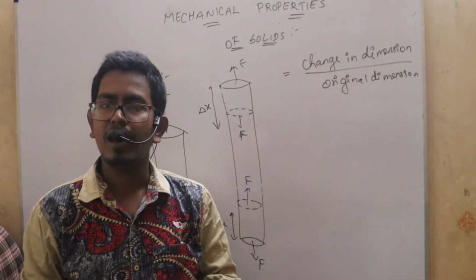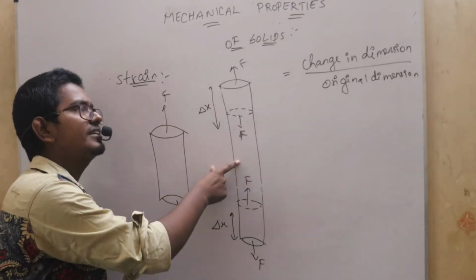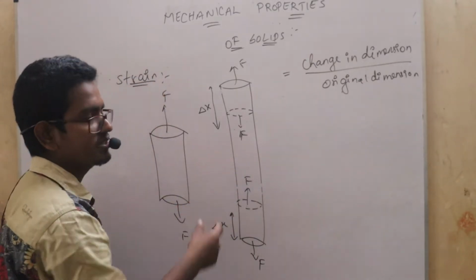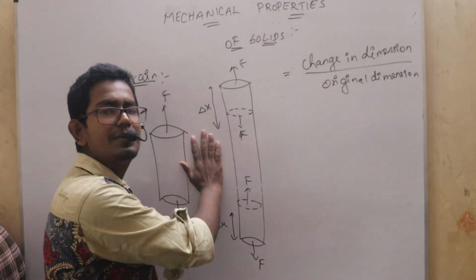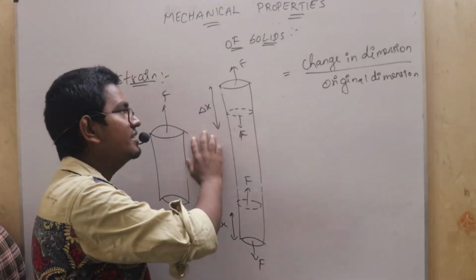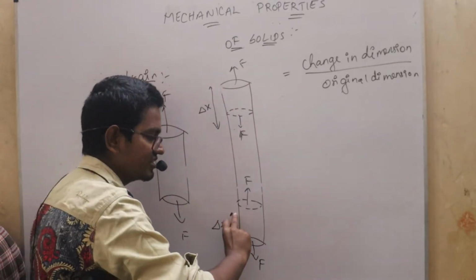Strain. I can take this example. You can see here, what is the change in dimension here? Here the change in dimension is del x. That means it is the change in the length.